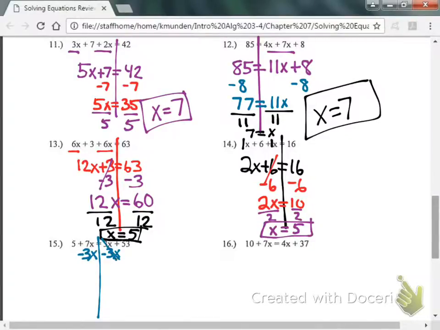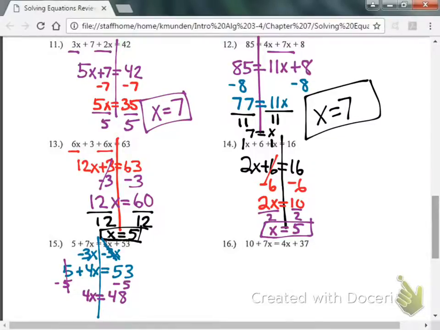On the right, that leaves us with no more x's. We subtracted them all. On the left, we still have the 5. But now we have to do 7x minus 3x, so we have 4x. And then 53. Alright, so I need to subtract the 5. We undo adding 5 by subtracting 5. So we have 4x equals 48.